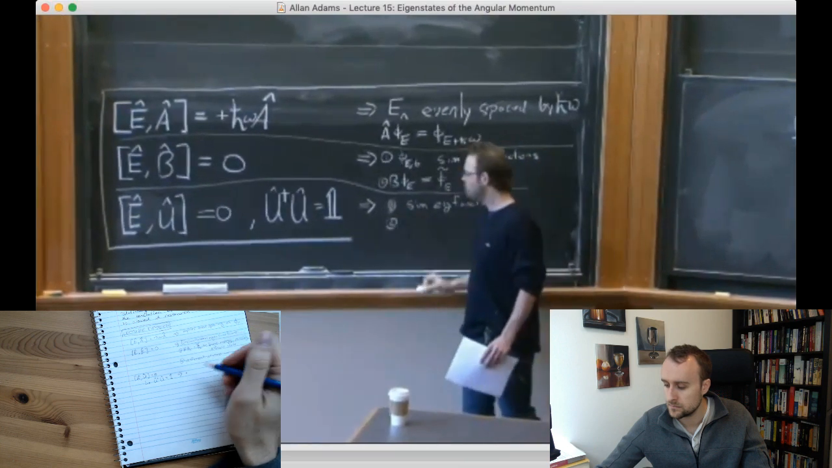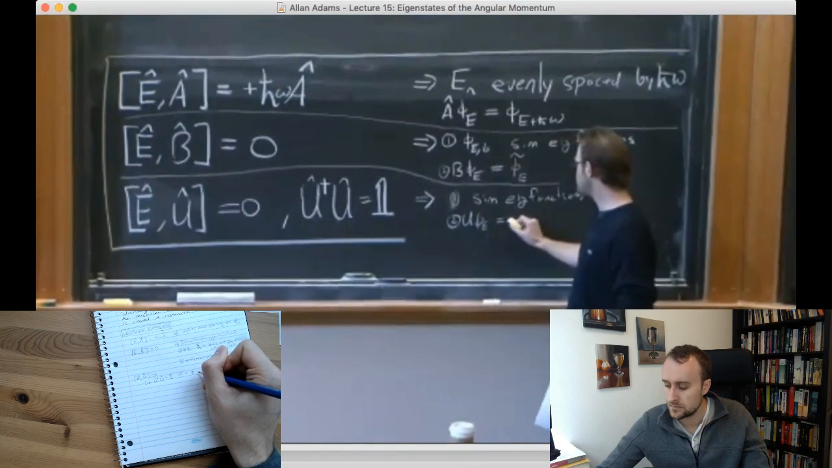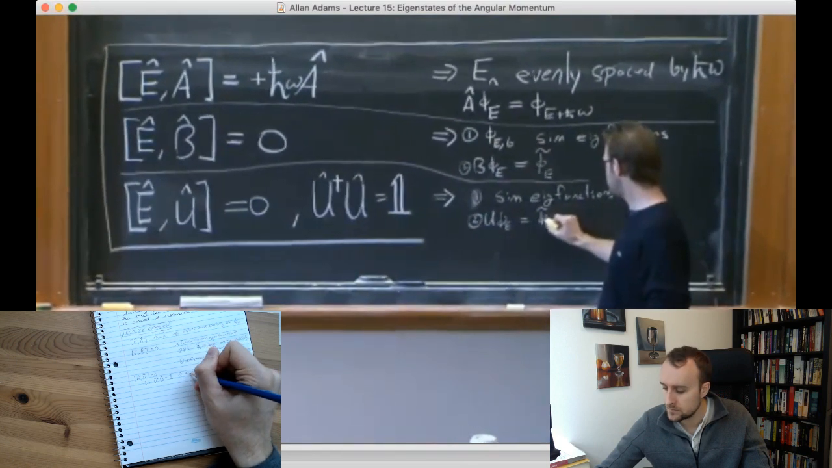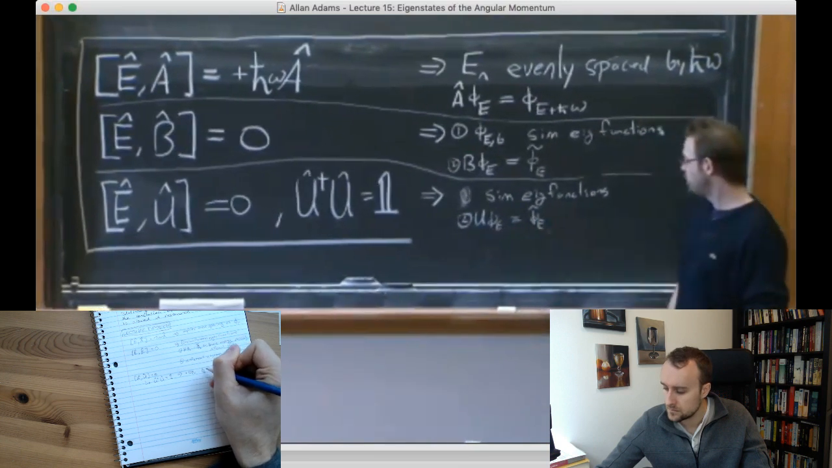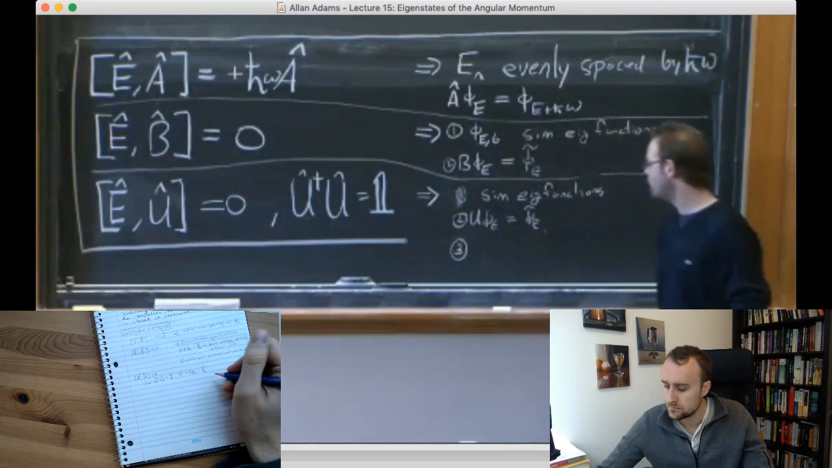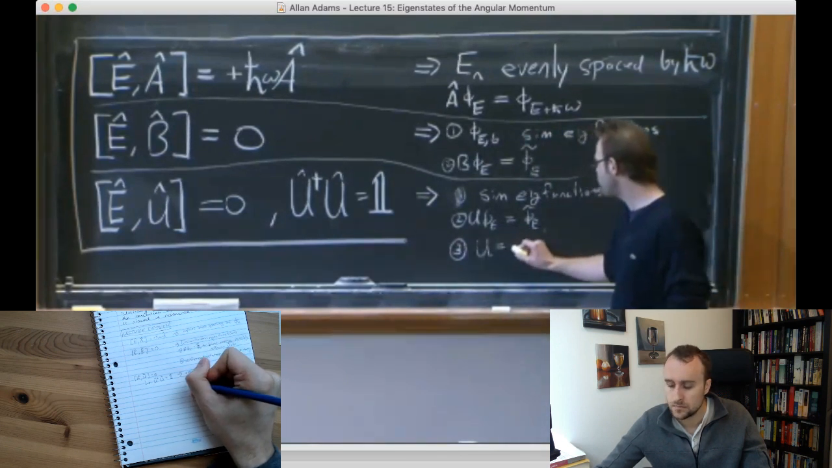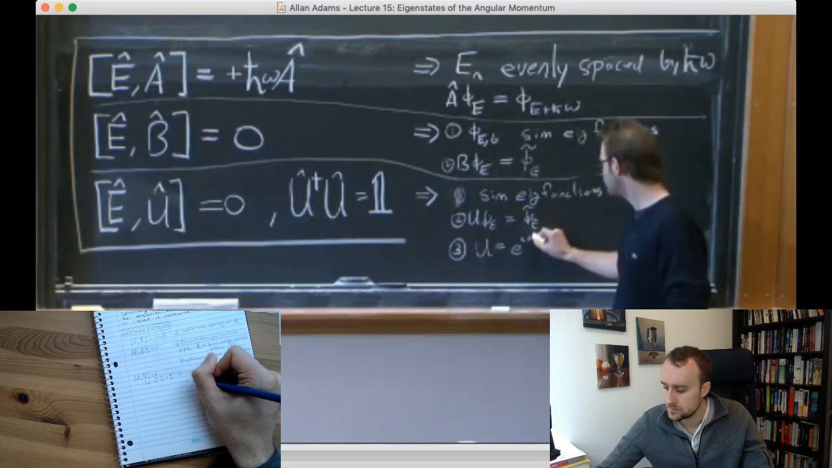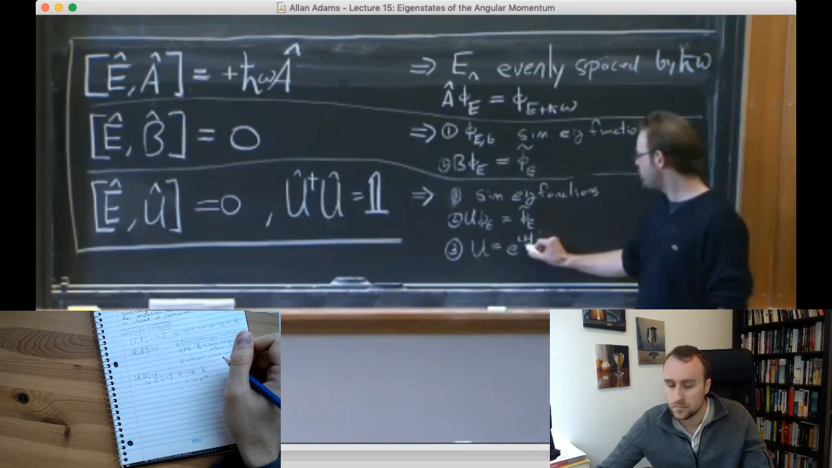It also tells us that if we take our state phi and act on it with U, this could give us a new state, phi tilde sub E, which will necessarily have the same energy eigenvalue because U and E commute, but it may be a different state. We'll come to this in more detail later. But the third thing I want to emphasize is this tells us, look, we have a unitary operator. We can always write the unitary operator as e to the i, a Hermitian operator.